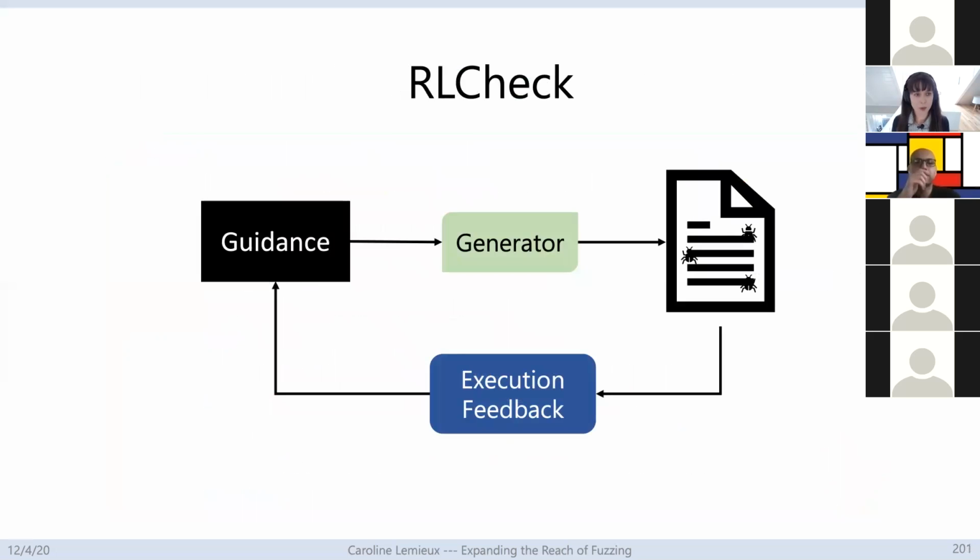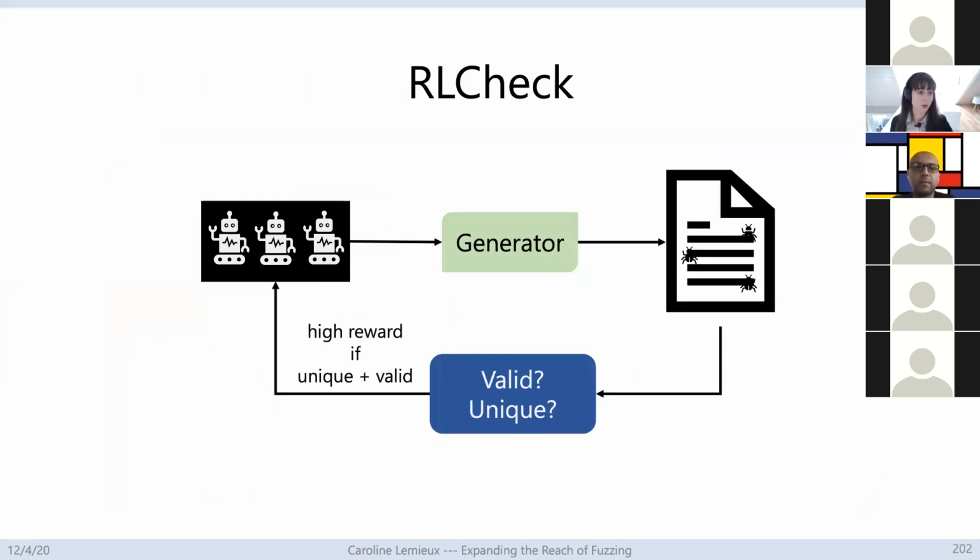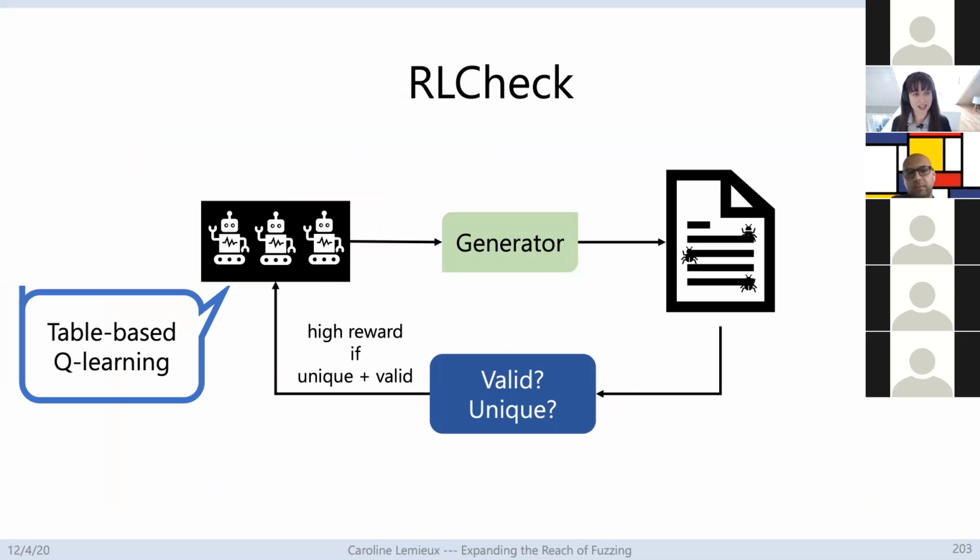And we rewarded those agents with a pretty high reward if the input they generated was not only valid for the program under test, but also unique. And to be clear, we did try to use deep learning. I could talk about that later. But the thing that ended up working was a very simple, just table-based Q-learning, looked at the last K elements of context. And the nice thing about this is that you don't need to pre-train it. So you can just learn these better distributions on the fly as you're testing.